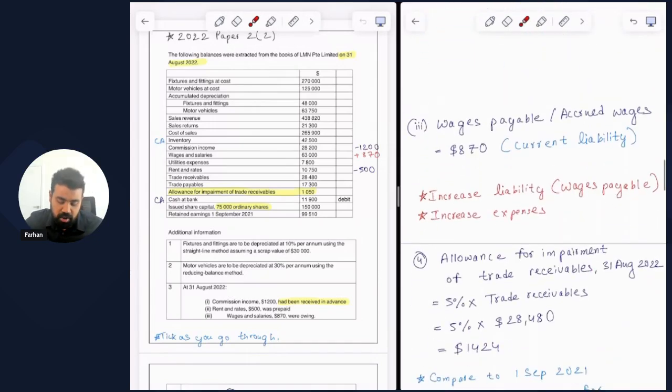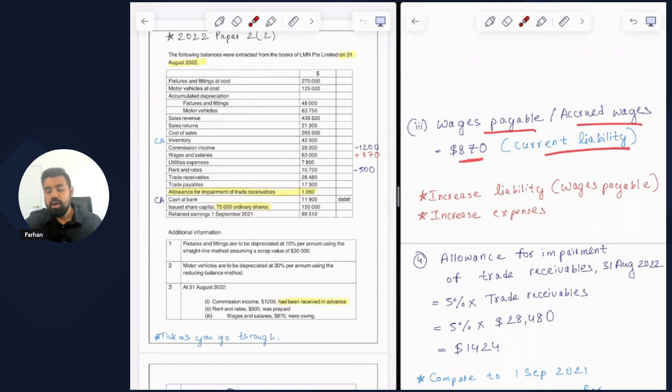So wages and salaries of $870 were owing. Okay, so this refers to wages that we haven't paid yet. So wages payable or accrued wages. So they are synonymous to each other. They mean the same thing. And that is $870, and we classify this as a current liability.